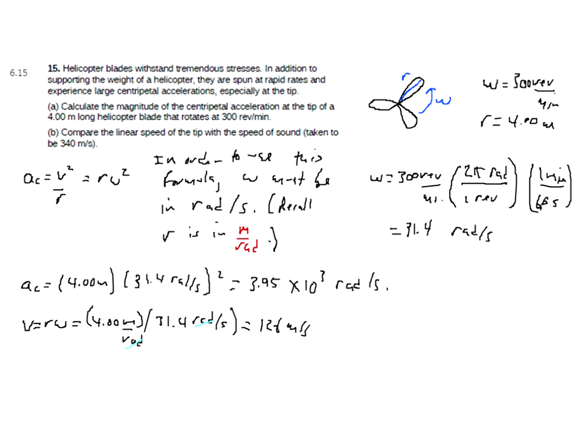And for the speed of sound, so the ratio to the speed of sound, 126 meters per second divided by 340 meters per second, that is 37%. So those helicopter blades are going at about 1/3 the speed of sound.